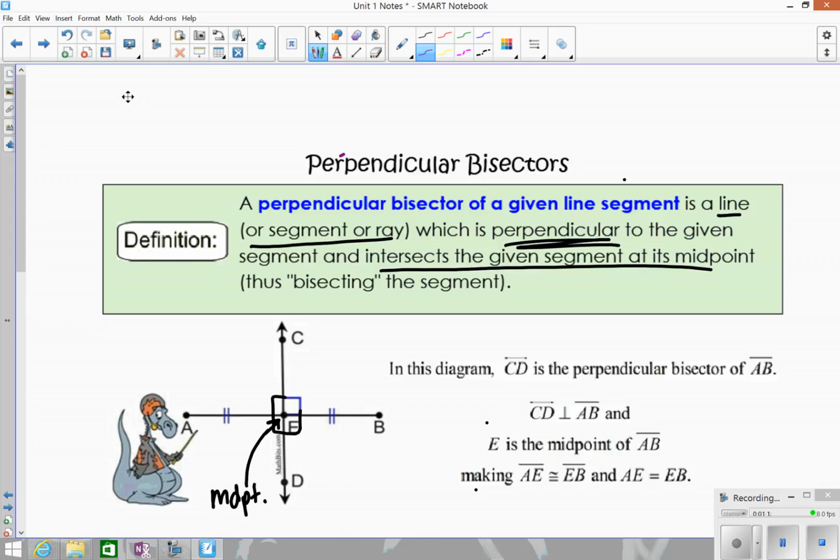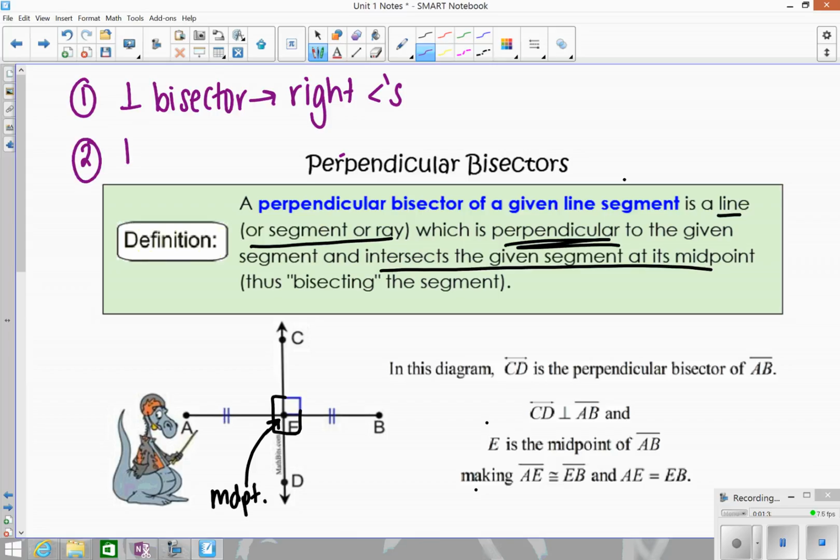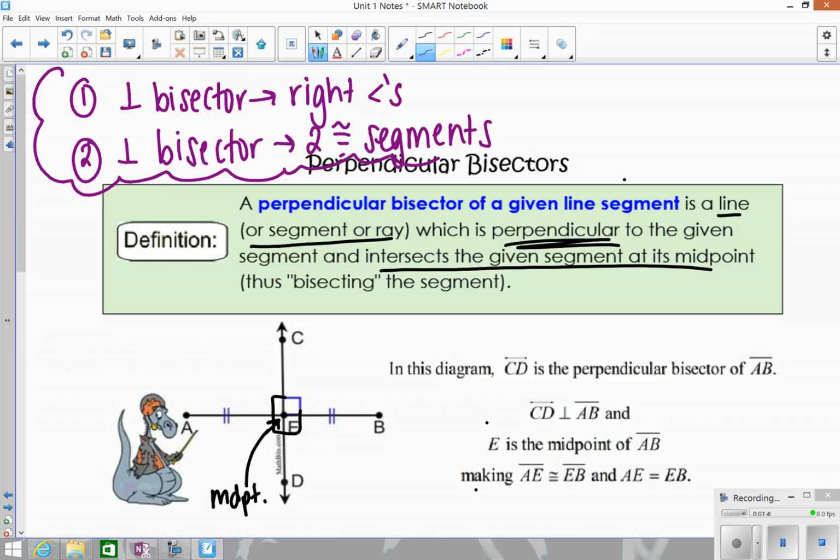So if you have a perpendicular bisector, there's two conclusions you can make. One of them is that you have right angles. Because it's a perpendicular line, a perpendicular bisector implies right angles. That's one conclusion you can make. And a second conclusion is that a perpendicular bisector implies two congruent segments, and that's because it's intersecting at the segment's midpoint, which means you have two congruent parts. These are going to be things that we can use when we go to solve algebraic problems.